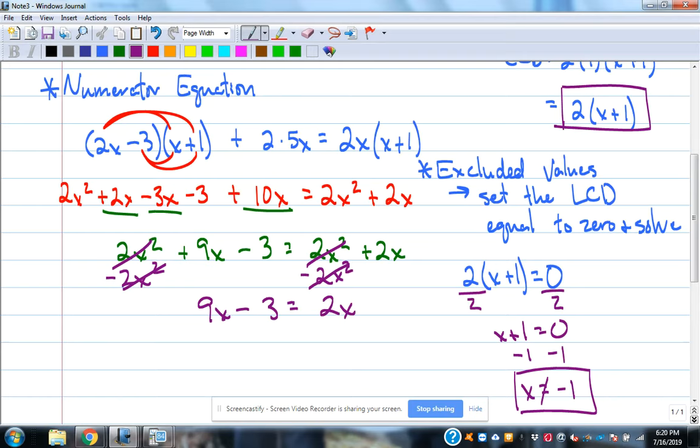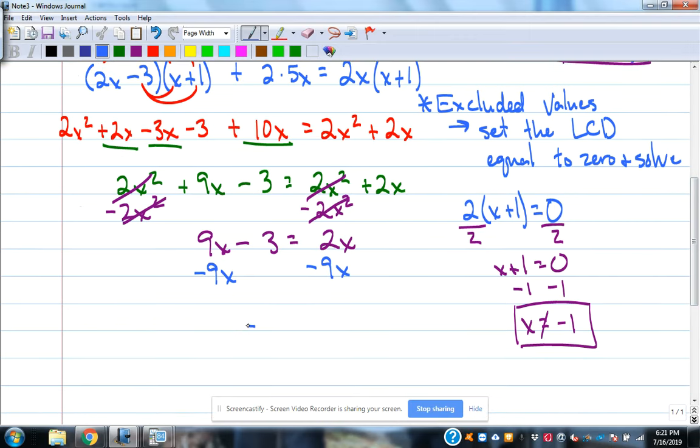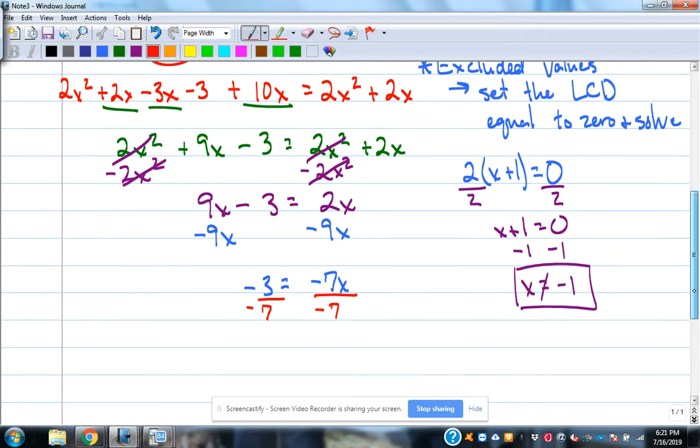So if the squareds or the exponent parts cancel out, then it becomes just a regular old equation. 9x minus 3 is equal to 2x. And all I've got to do is get x by itself. Because it doesn't have an exponent on the x, I don't have to get it equal to 0 anymore. So I could take this 9x and subtract it. And I get negative 3 is equal to negative 7x. And one step gets it to x, divided by negative 7. Negative 3 divided by negative 7 is positive 3/7. And that equals x.